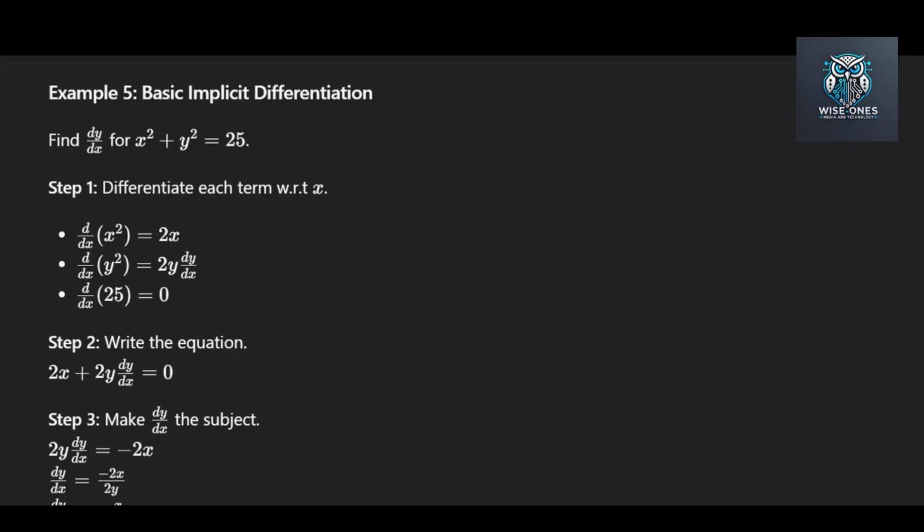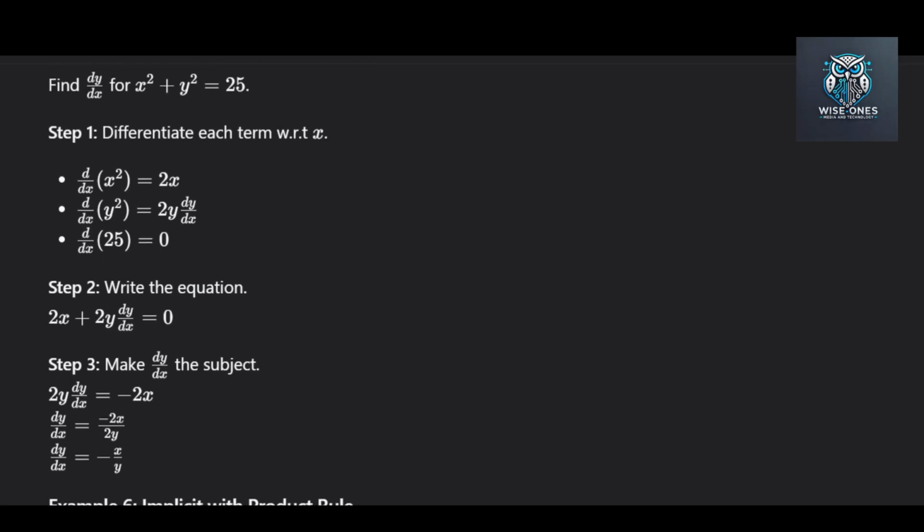Third term, 25. This is a constant. The derivative is 0. Step 2, write the equation. 2x plus 2y times dy/dx equals 0. Step 3, make dy/dx the subject.